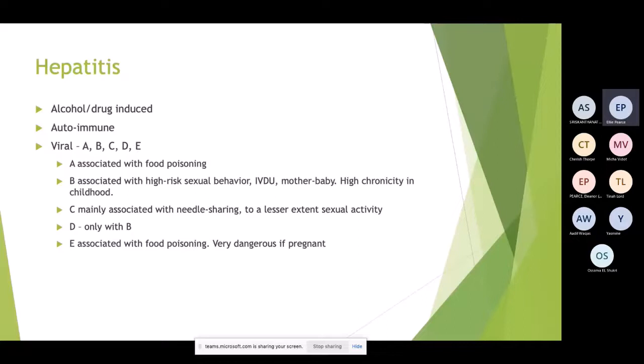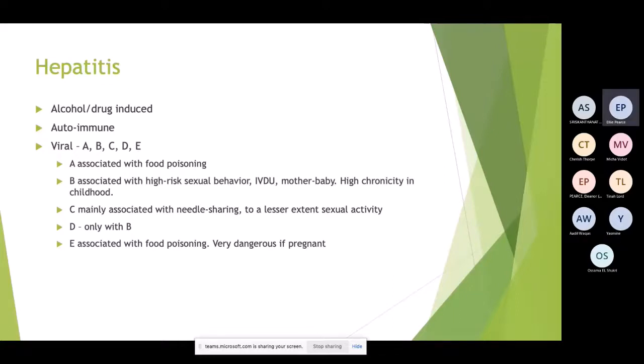Viral hepatitis, as a bit of a review: hepatitis A is associated with food poisoning. Hepatitis B is associated with high risk sexual behaviour, IVDU and passing between mother and baby in a lot of low and middle income countries. The thing to remember about hepatitis B is that it has a high chronicity in childhood. If an adult is exposed to hepatitis B, only about 20% of those people will become chronic, if they're not vaccinated. If it's a child, they have about an 80% chance of it becoming a chronic infection.